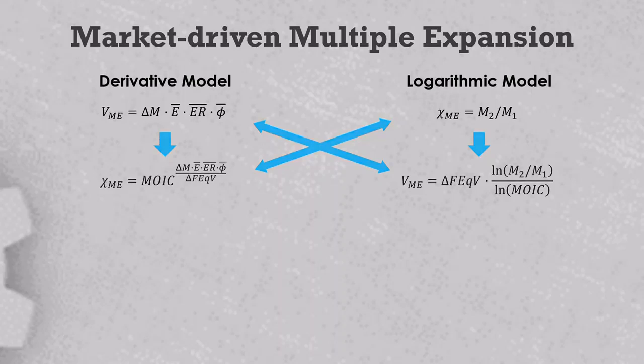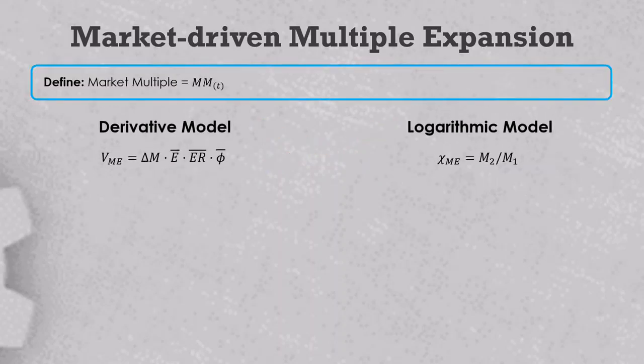Okay, to start, let's propose the existence of a market multiple, MM, which is a function of time because it changes over time. This is different than a company's valuation multiple, which is denoted with a single M. We'll assert that if a company can grow its own M more than MM, it outperforms the sector or industry valuation trend, and it must create some positive intrinsic multiple expansion. However, if a company grows its M less than MM, it underperforms the market. It must suffer some negative intrinsic multiple expansion.